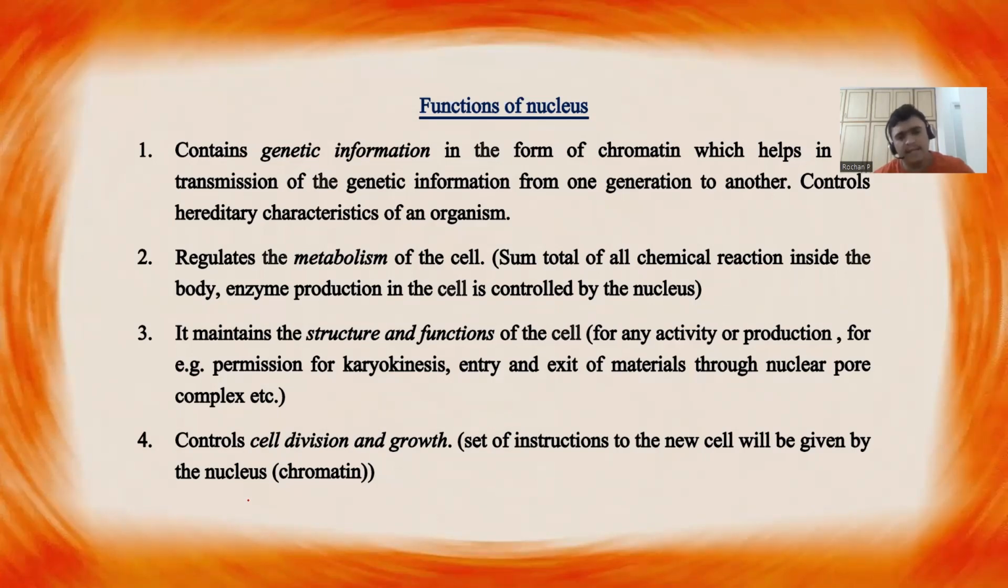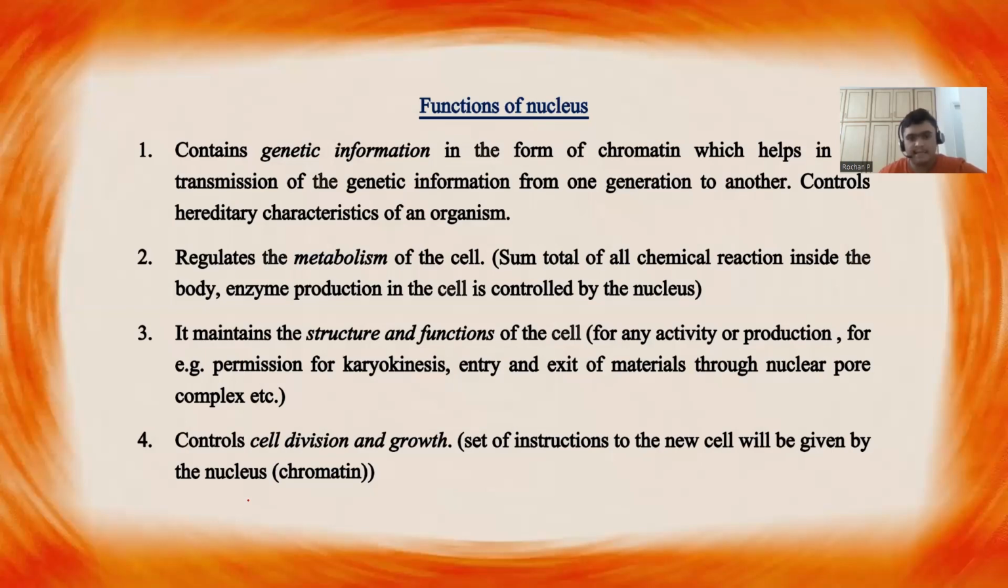What do I mean when it regulates the metabolism of the cell? First of all, metabolism means the sum total of all chemical reactions happening inside the body. And all metabolic reactions are enzyme catalyzed. So you need enzymes for all metabolic reactions. The quality and quantity of enzymes is determined by the nucleus itself. How much enzyme should be produced and what is the quality of the enzyme is taken care of by the DNA of the nucleus. If more enzyme is produced, in quality and quantity, then more metabolism can happen. That is about regulation of metabolism.